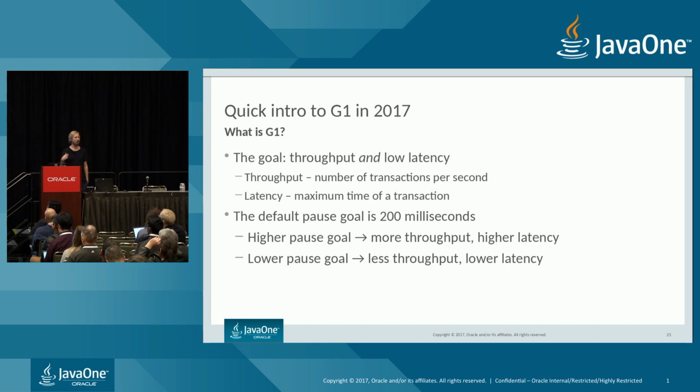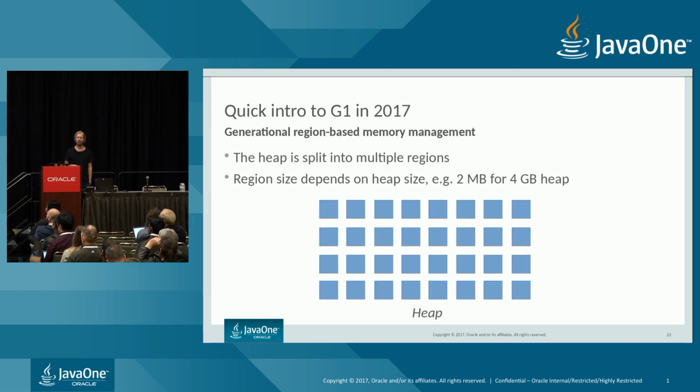So how does G1 achieve this? Well, the method here is to use generational region-based memory management. That's quite a term. So the heap is split into multiple regions. The region size will depend on the heap size. For example, if you have a 4 gigabyte heap, then G1 will divide it into 2048 2 megabyte regions.